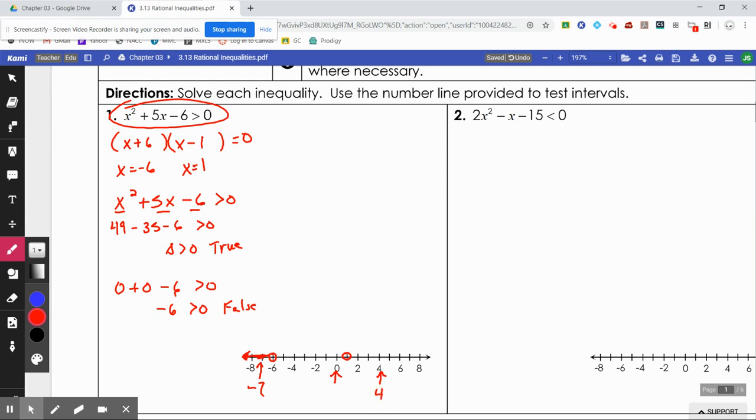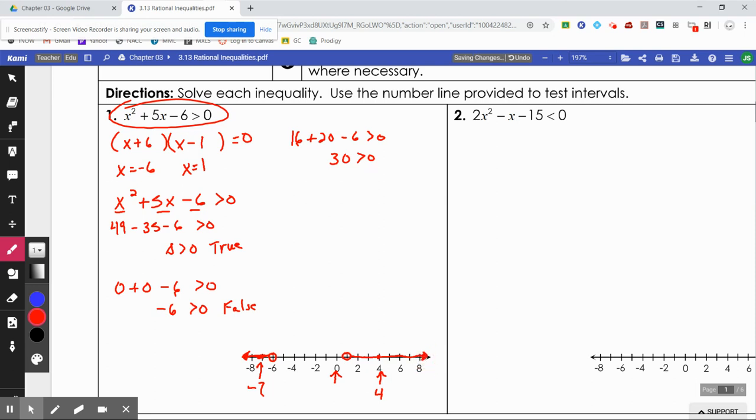We're going to try 4. If you plug in 4 to your inequality, you get 16 plus 20 minus 6 is greater than 0. That's going to be 36 minus 6, which is 30, is greater than 0, which is a true statement. So that means that's a solution, and it means everything in that interval will be a solution.